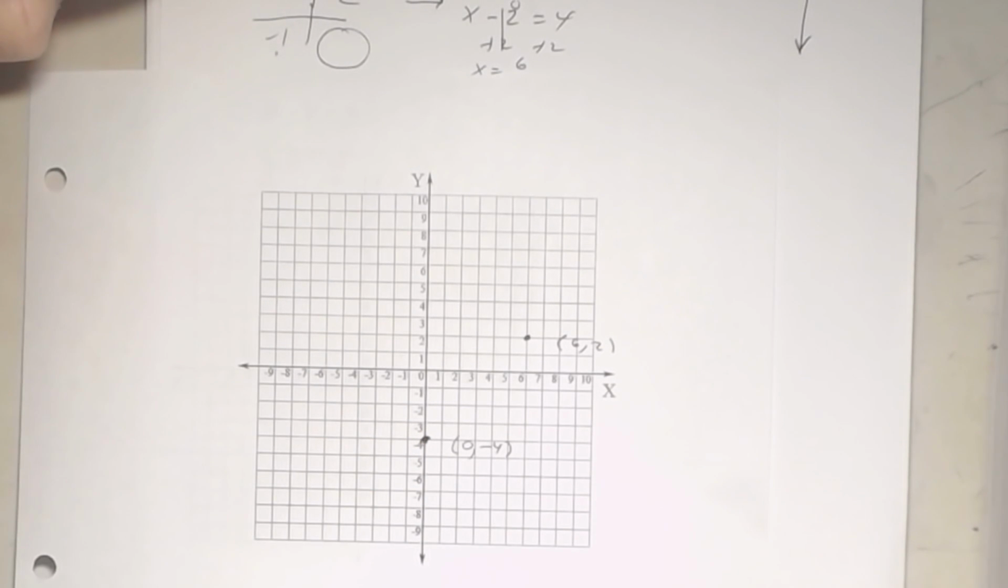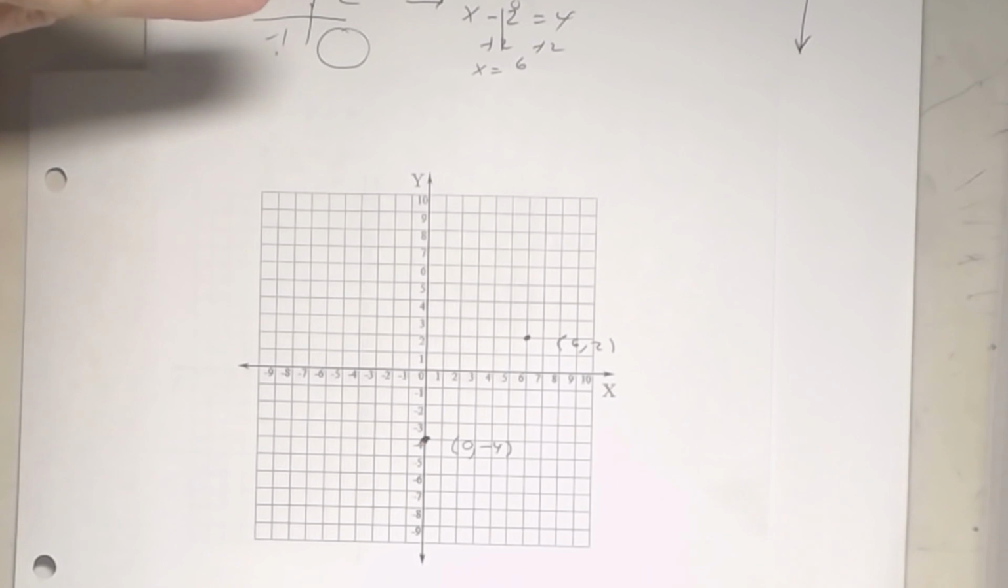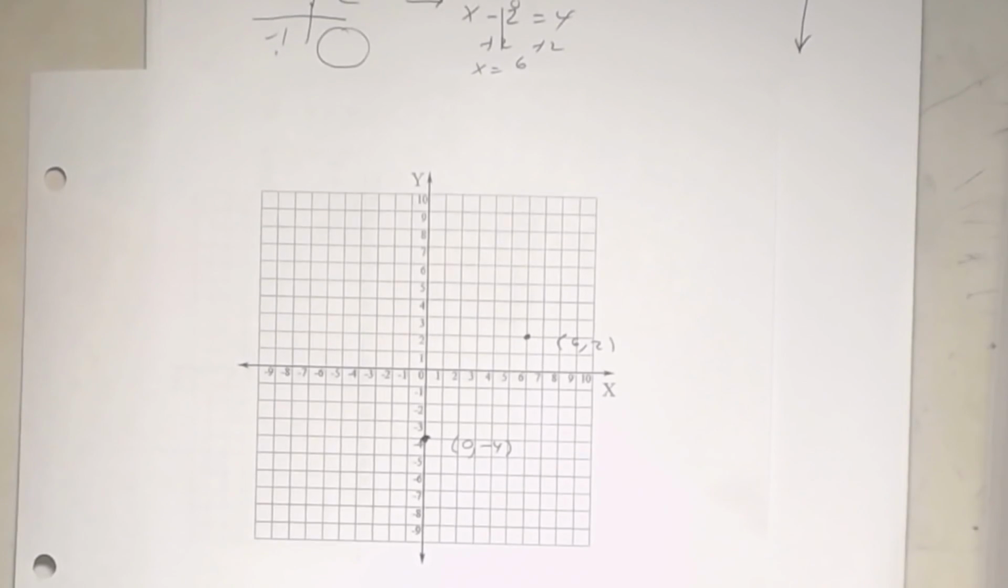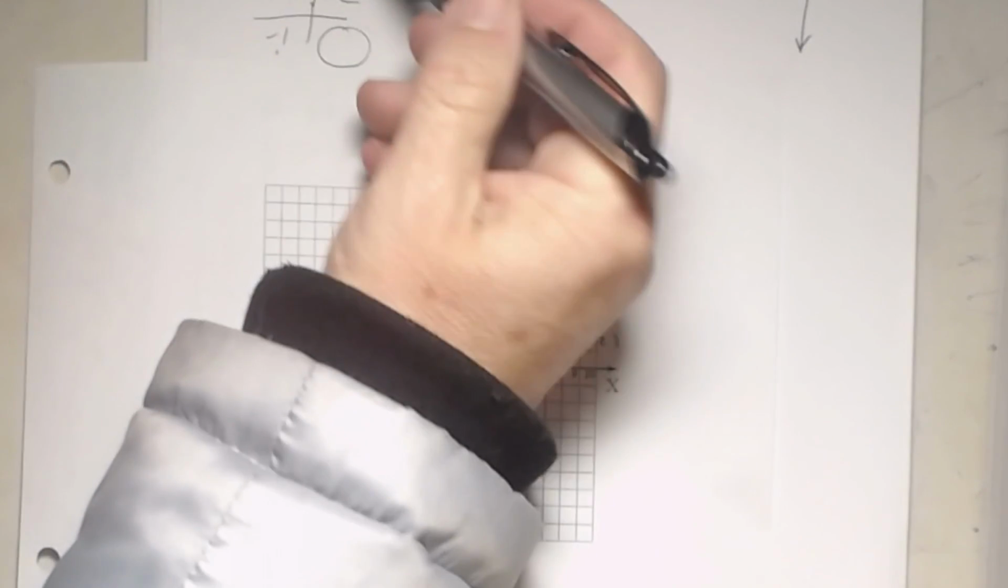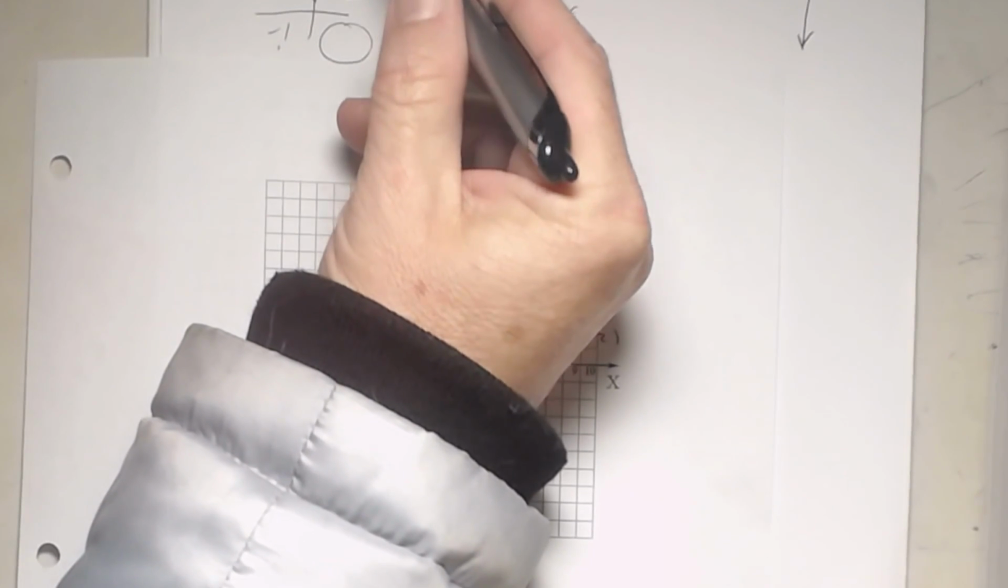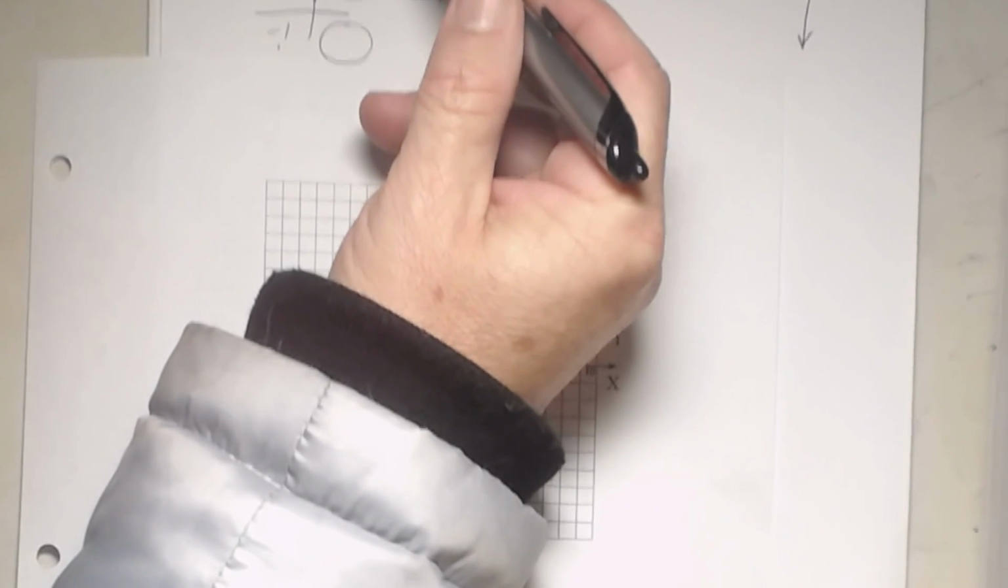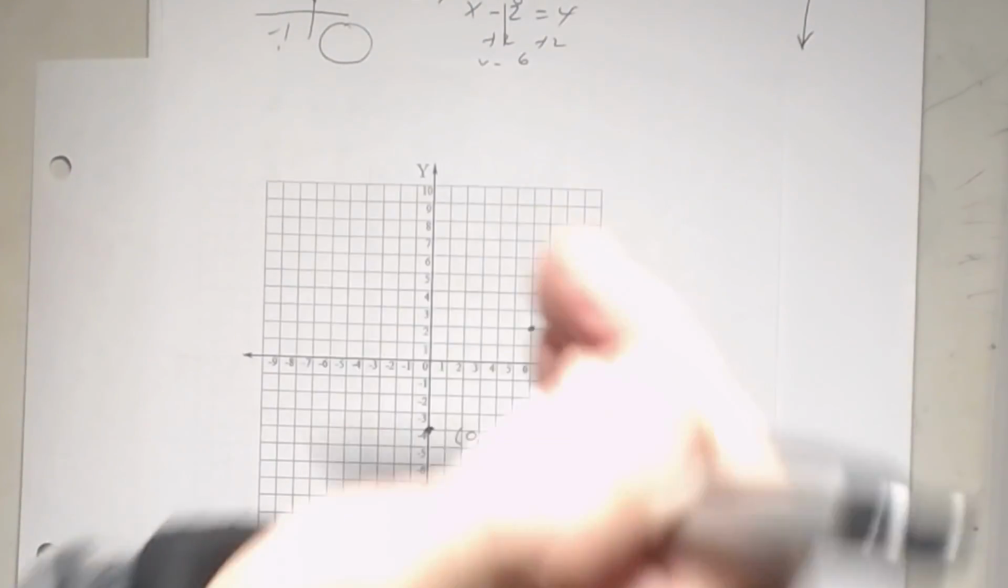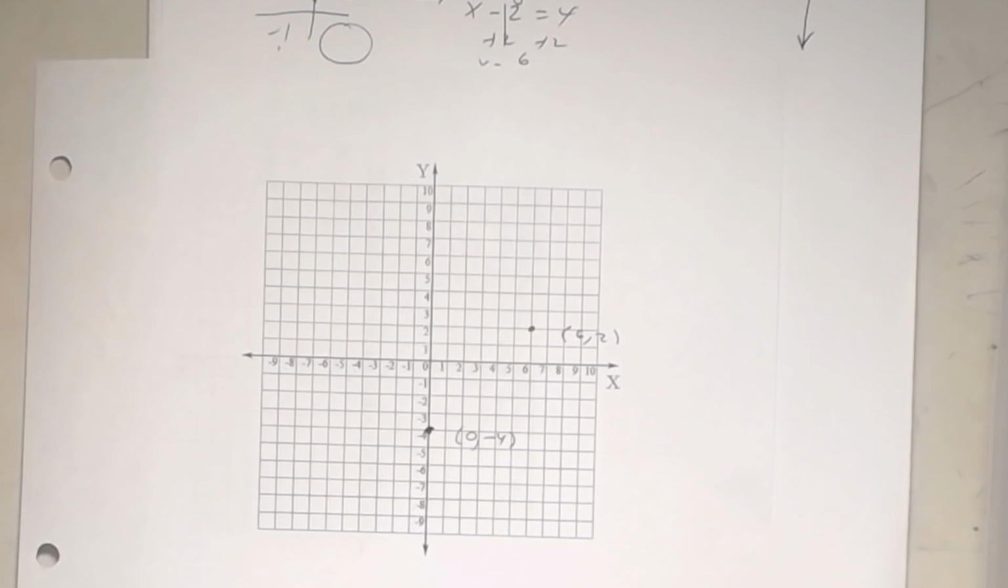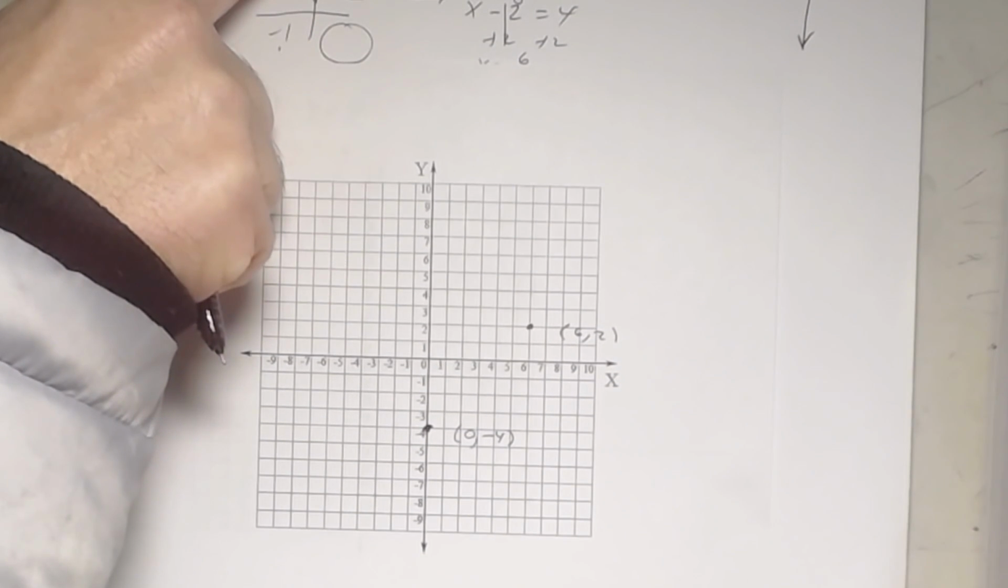The point, the coordinate (0, -4), (6, 2), those are also called solutions to this equation. So remember the word solution? The reason it's called a solution is because when I plug (0, -4) back into the equation, the left side equals the right side. It makes it a true statement. Now, how many solutions does this equation have?